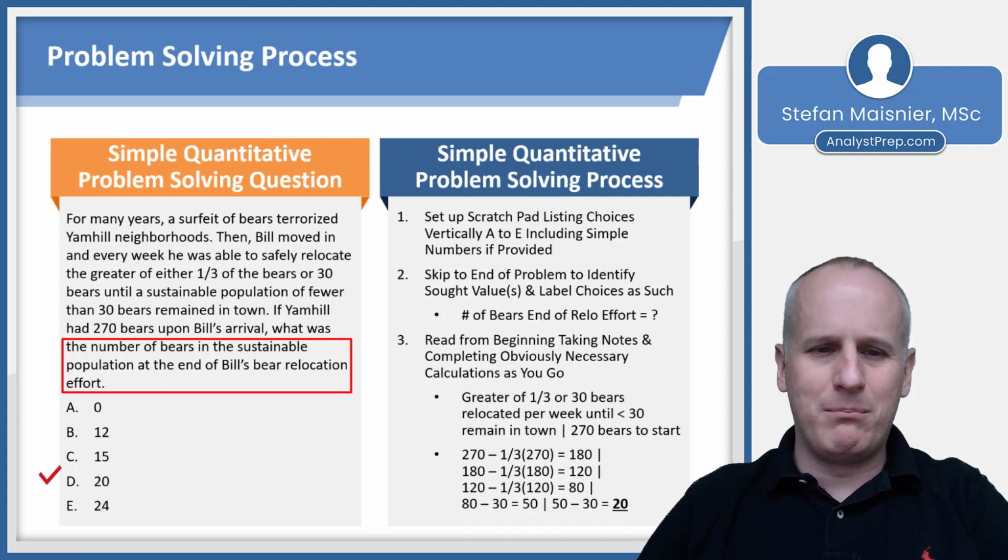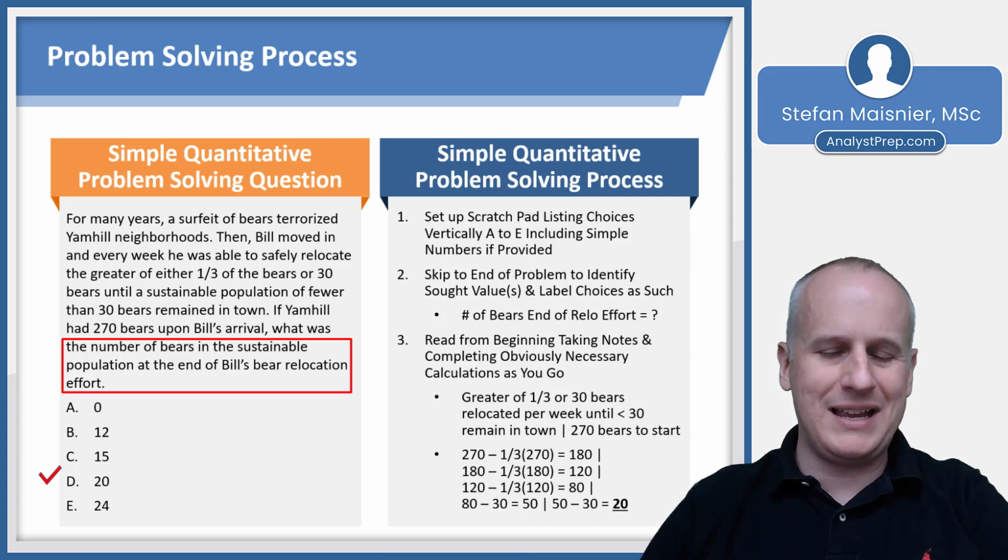So 270 minus 1/3, because 1/3 of 270 is bigger than 30. So 270 minus 90, which is 1/3 of 270, is equal to 180. Then we've got 180, and we discover once again that 1/3 of 180, or 60, is still greater than 30. So we subtract out another 60, and after week 2, there's 120 bears in the Yamhill neighborhoods.